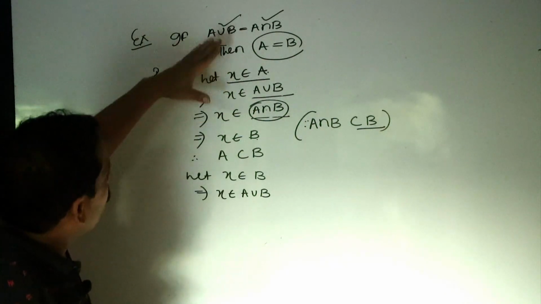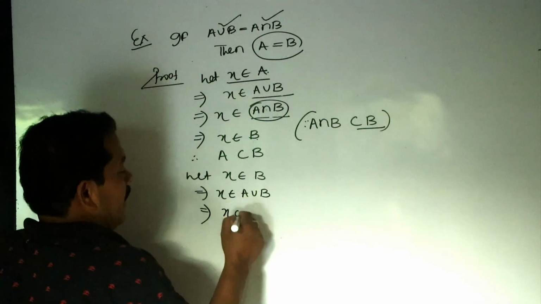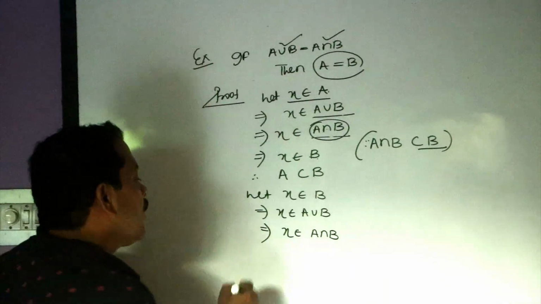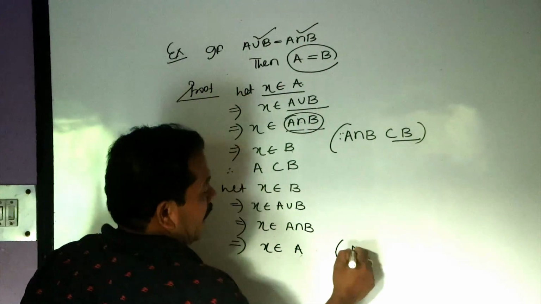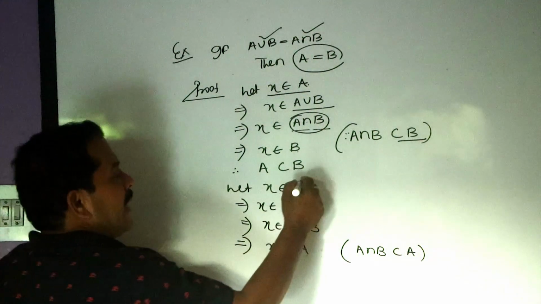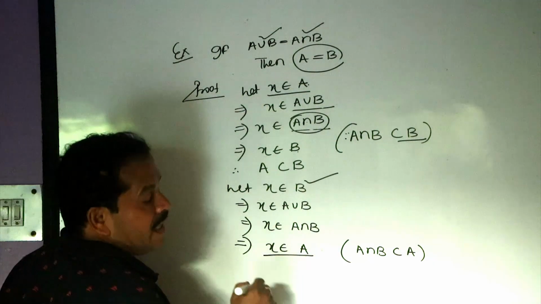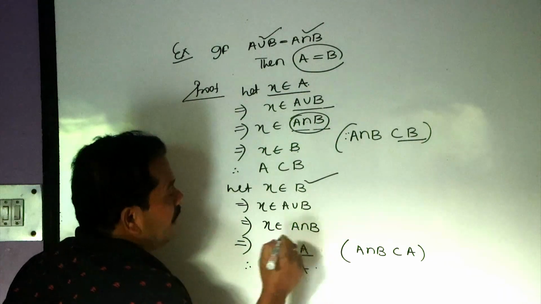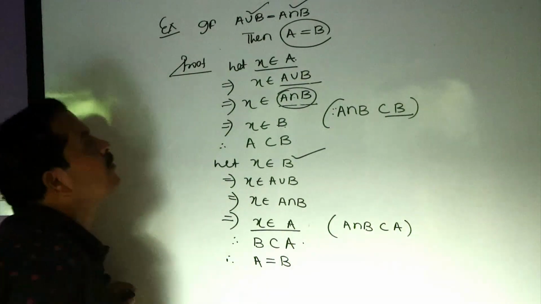So we have to prove by two parts. This implies X belongs to A intersection B. This implies X belongs to A because A intersection B is also a subset of A. Here we take X as an element of B and we got X is an element of A. That means B is a subset of A. Hence A equals B.